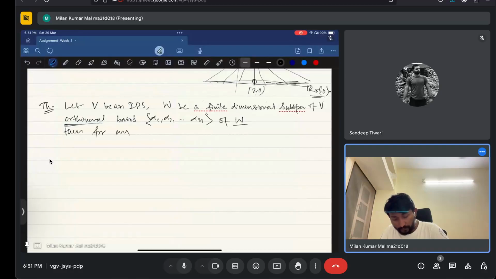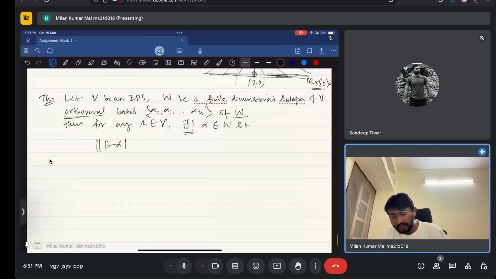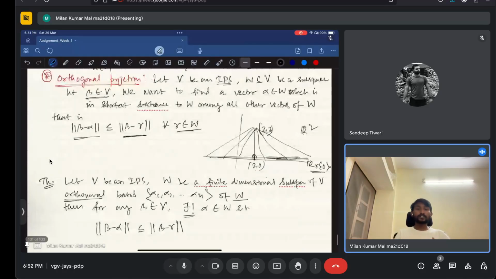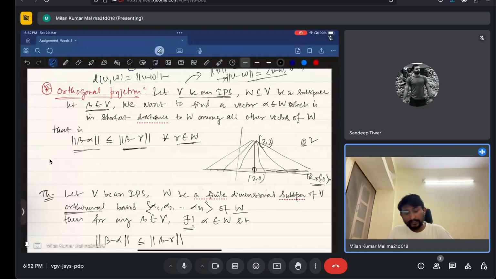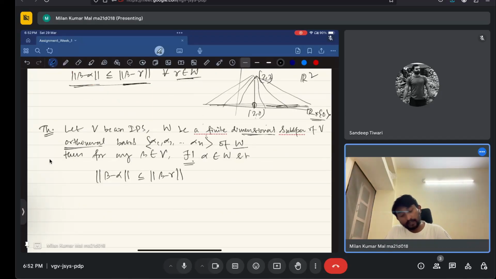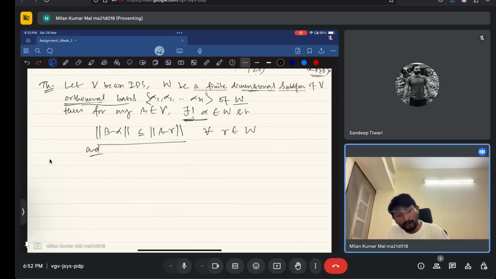for any beta belonging to V, there exists a unique vector alpha in W such that norm of beta minus alpha is less than or equal to norm of beta minus gamma. The main question is: if I have an inner product space V and W is a subspace, can we always guarantee the existence of such a vector alpha for any arbitrary beta? That is not true. But if W is a finite dimensional vector space, then we will always find a unique vector alpha such that norm of beta minus alpha is less than or equal to norm of beta minus gamma for all gamma belonging to W. And for this, we don't need an orthonormal basis.